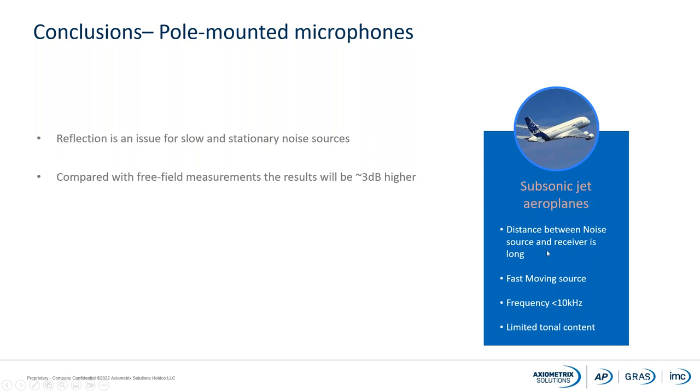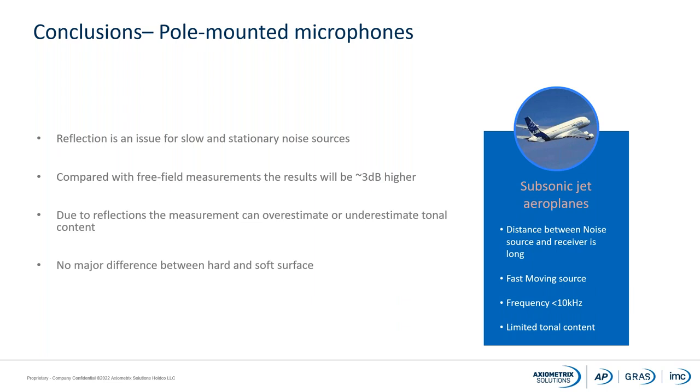airplanes, the distance between the source and receiver is far or long. It was a fast moving source, frequency up to 10 kilohertz, and limited tonal content. Therefore, it is a pretty good measurement when it comes to larger aircrafts. So reflection is an issue for slow and stationary noise sources. And we should keep in mind that compared with free field measurement, the result will be roughly 3 decibel higher.